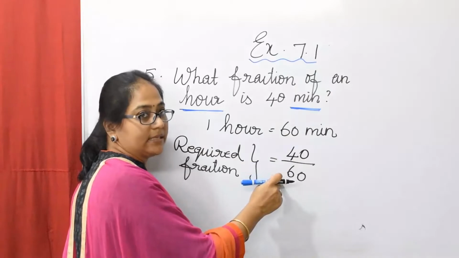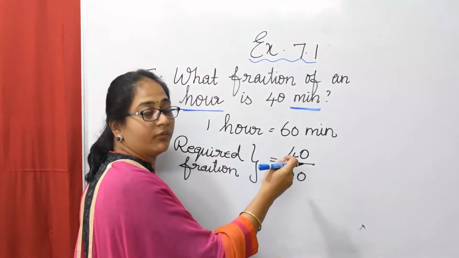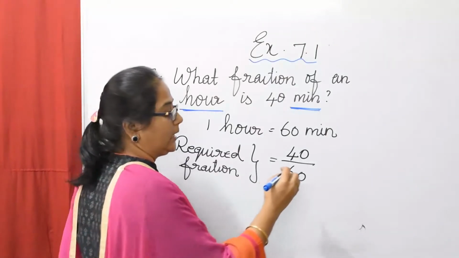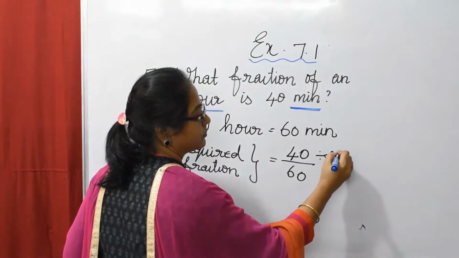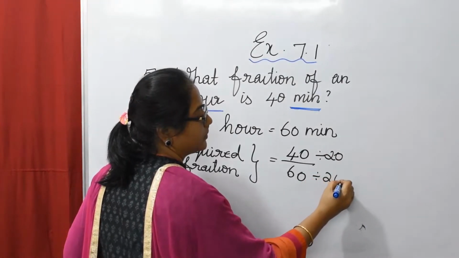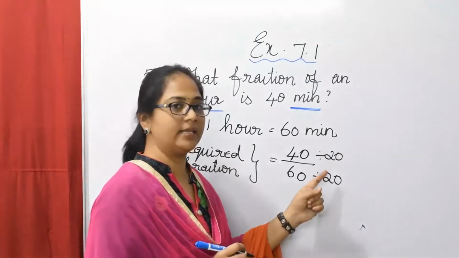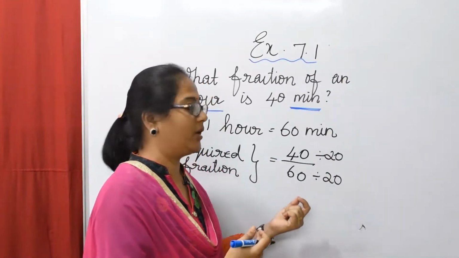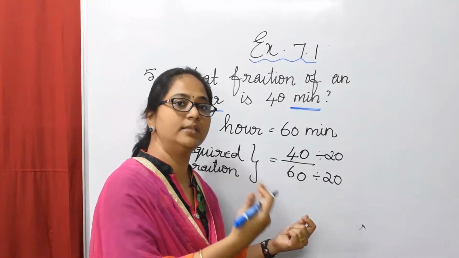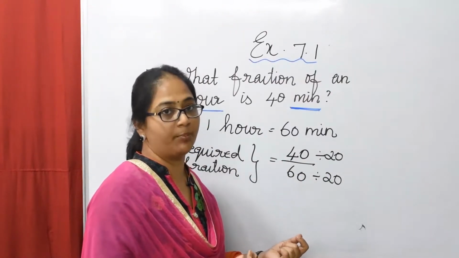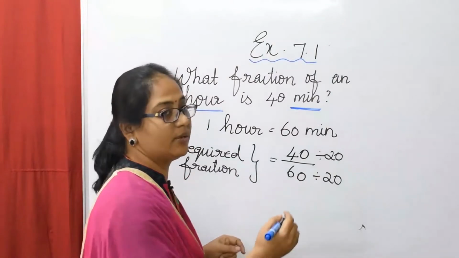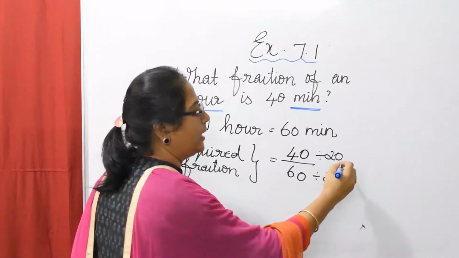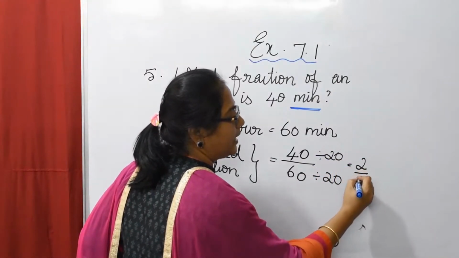So 40 by 60. Okay, we can simplify numerator and denominator. We can simplify using 20 tables. Students, it is not necessary that exactly you have to go for 20 directly. You can simplify using 10 at the beginning and then simplify further also. It is up to you. Understood? So 40 by 60, directly I have simplified using 20. So you will get 2 by 3.